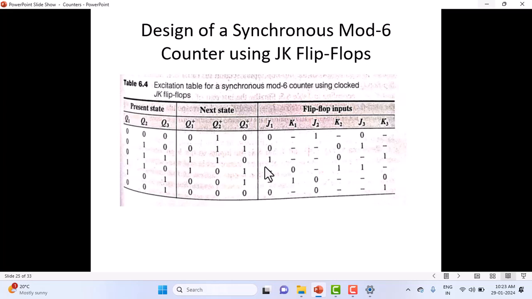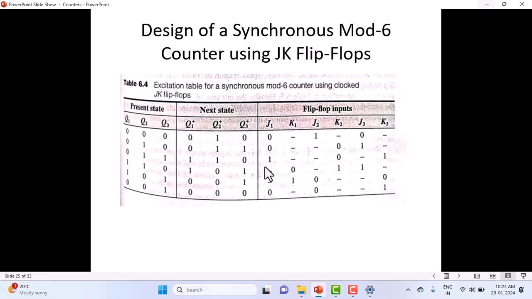Okay, now find how to write this one. Here it's very important. You must know, we discussed in the characteristic equation how to write. If you know the present state, we already know what kind of flip-flop I'm using here. I'm using JK flip-flop. The first flip-flop will have J1, K1, the second flip-flop J2, K2, and the third flip-flop input is J3, K3.